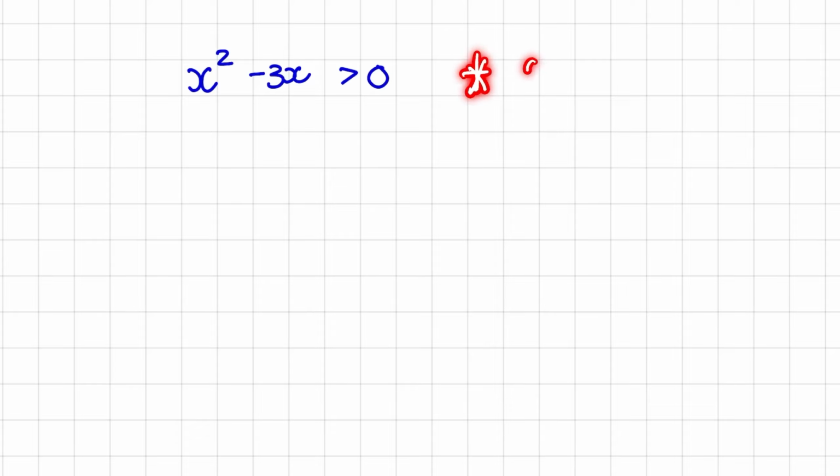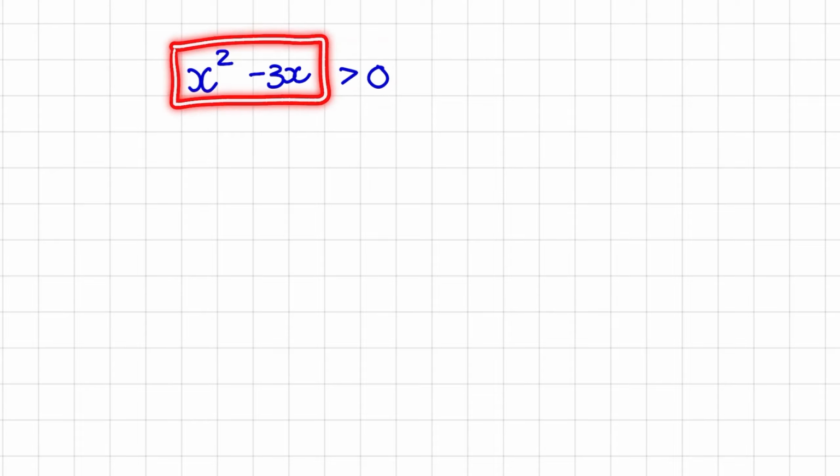This is our fifth video on polynomial inequalities. And in this video, we have x squared minus 3x bigger than 0. And it is a quadratic inequality.